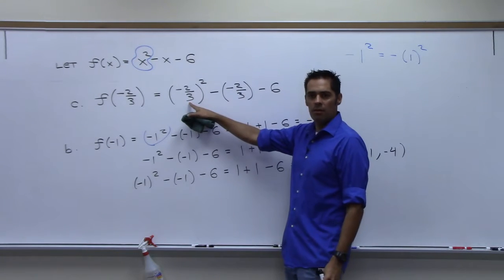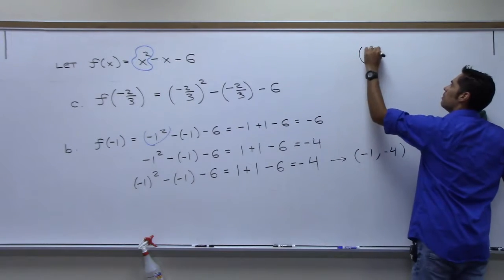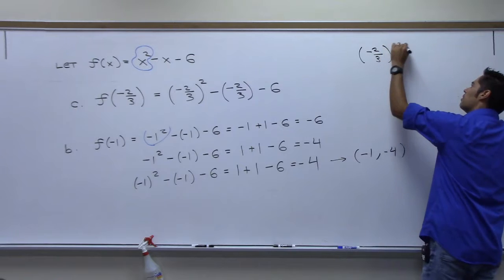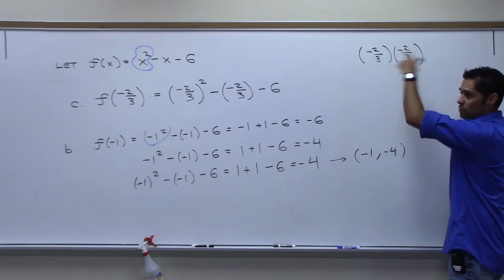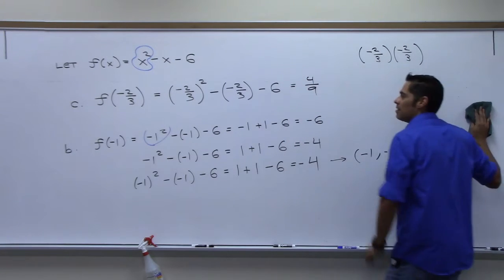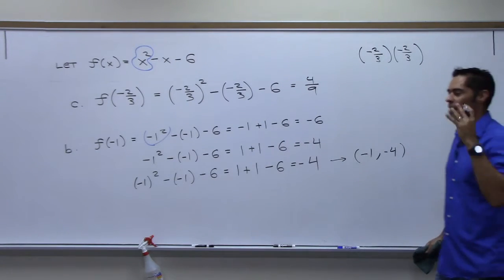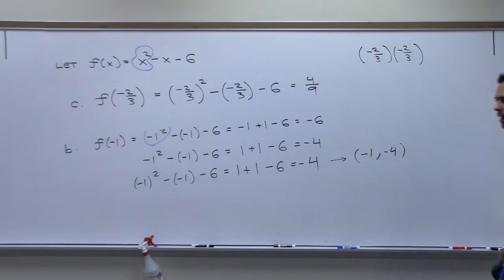What's -2/3 times -2/3? Is it going to be negative or positive? Positive. And multiplication of fractions is straight across, so 4/9. Those are the types of things that you'll do on a test and not even think about, right? It just happens, and then from then on, it's all out of whack.